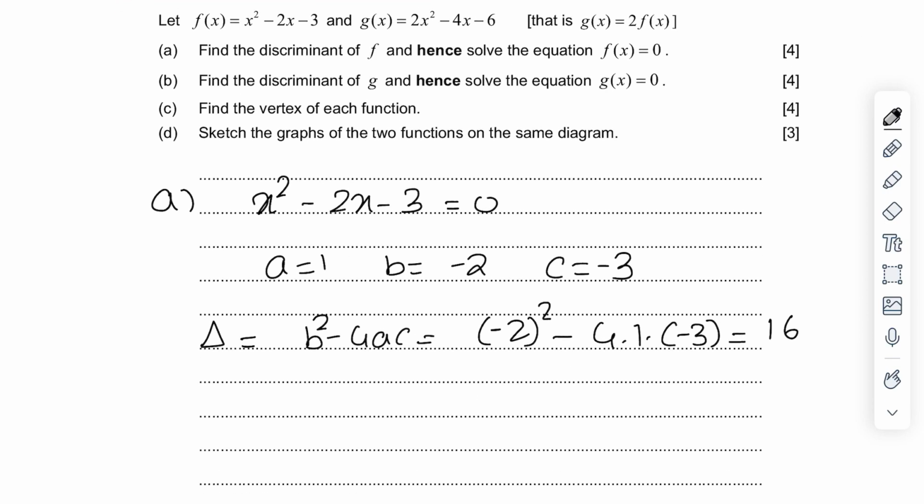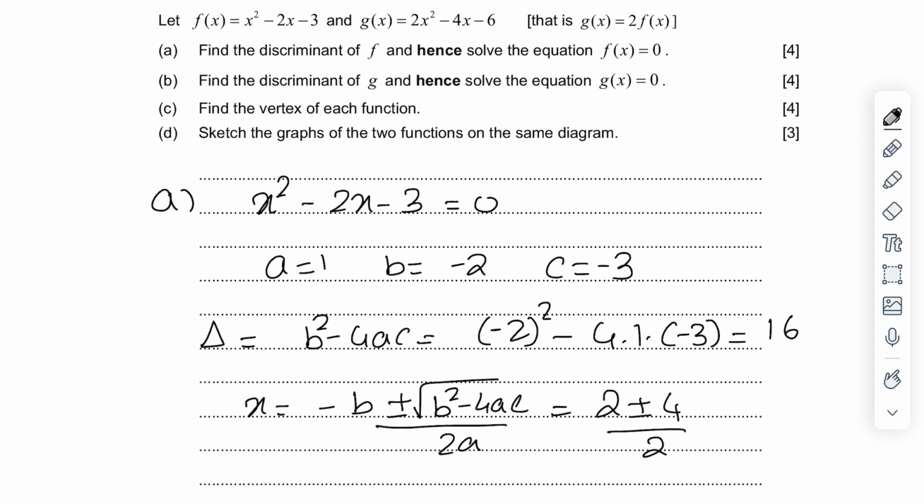So now what am I going to do? I'm going to find the roots. So it is x equals negative b plus minus square root of b square minus 4ac upon 2a. So which is nothing but what? 2 plus minus square root of 16 is 4 upon 2, which gives me two values, either 3 or negative 1. Once I take positive, it gets 3. Once I take negative, it becomes negative 1.